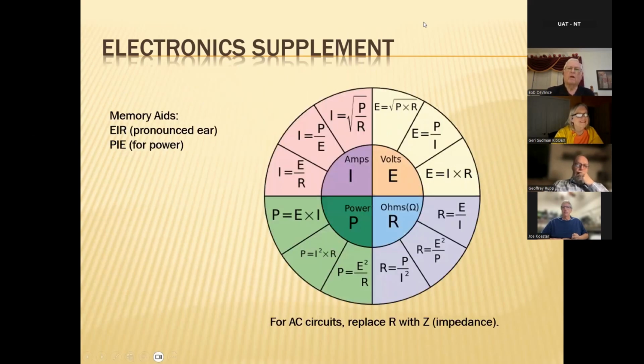And then we have the little wheel, as we call it, the impedance wheel or resistance wheel. Again, the EIR, which we pronounce as E equals I times R. And then PIE, power is equal to current times voltage. And then all the derivatives of that are listed in that circle. That's just for your information. If we're doing AC circuits, as it says there, we replace the R with the letter Z. It works exactly the same way.